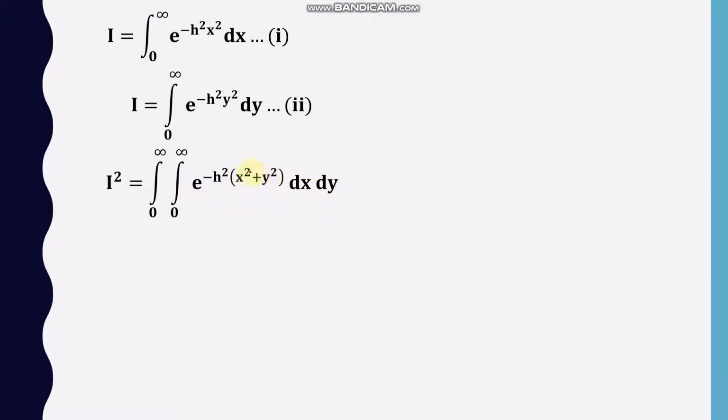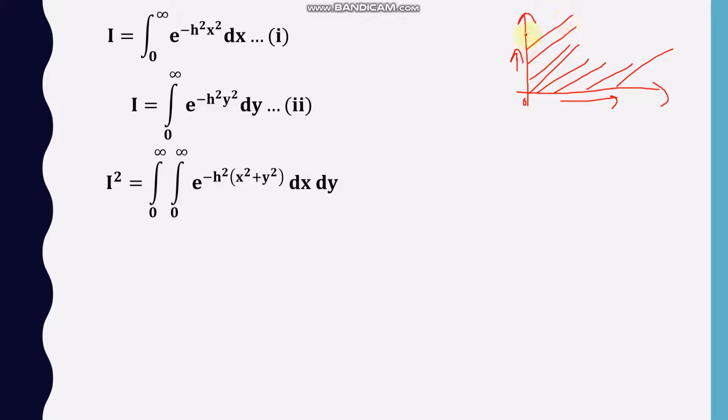Now, we will convert this double integral into polar form. Understand this thing very carefully. The value of x is varying from 0 to infinity. So x, if we see in Cartesian coordinates, is varying from 0 to infinity, and y is also varying from 0 to infinity. This means the first quadrant, the whole first quadrant. All this unbounded region is being covered under this integral.